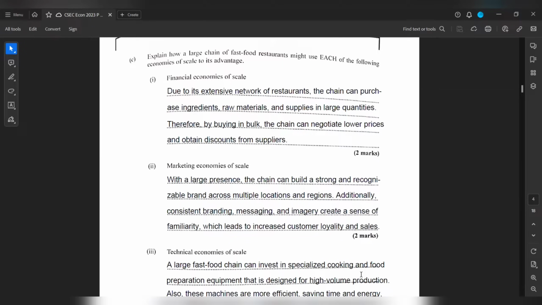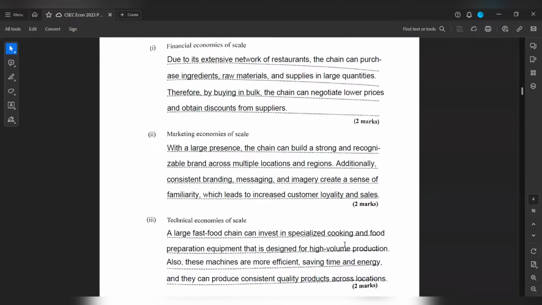Marketing economies of scale. With a large presence, the chain can build a strong and recognizable brand across multiple locations and regions. Additionally, consistent branding, messaging, and imagery create a sense of familiarity, which leads to increased customer loyalty and sales. Technical economies of scale.